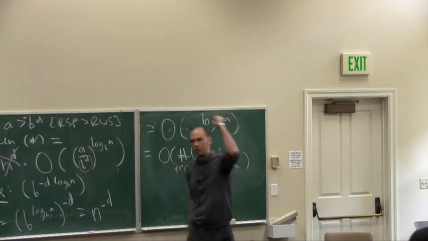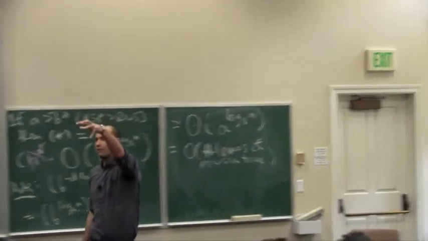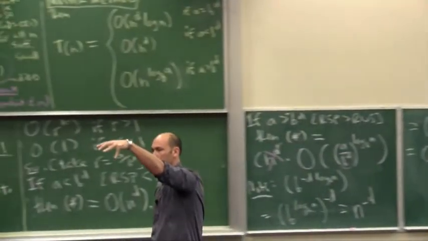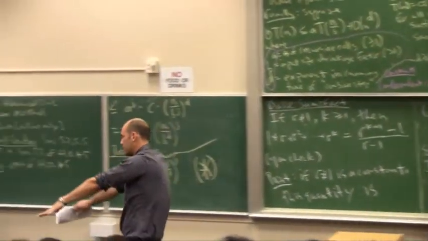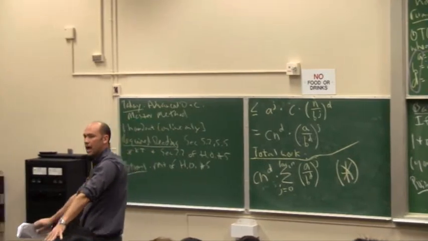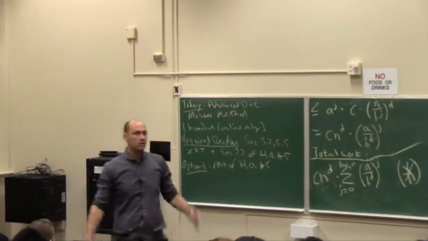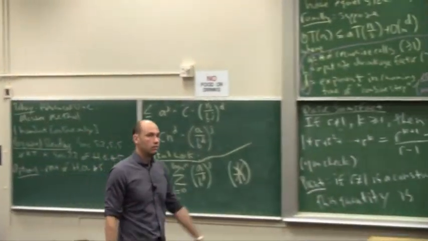Is that true? You start with one node at the root. Each level you get 8 times as many nodes. And remember, the depth of that tree was log base b of n. So once you go to the bottom and collect all the leaves, how many nodes do you have down there? A raised to the log base b of n power.